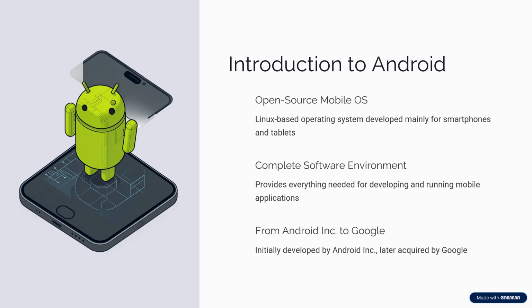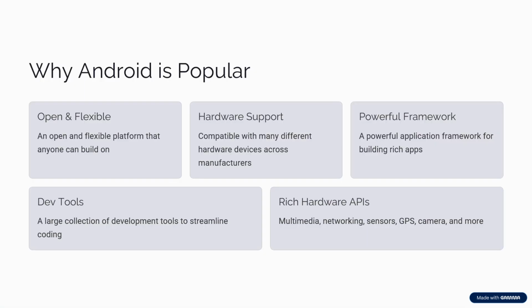Why is Android popular? Android became popular because it provides an open and flexible platform, support for many different hardware devices, a powerful application framework, a large collection of development tools, support for multimedia, networking, sensors, GPS, camera, and other hardware, a large developer community, and a large application ecosystem.